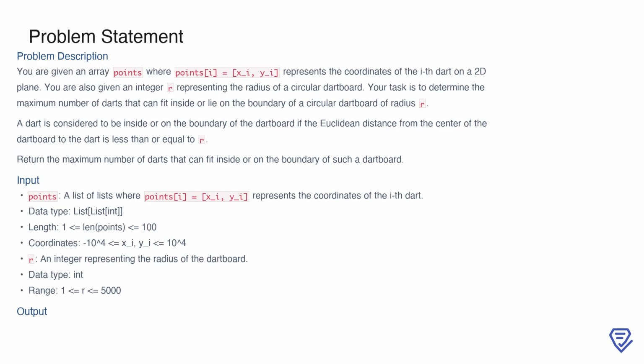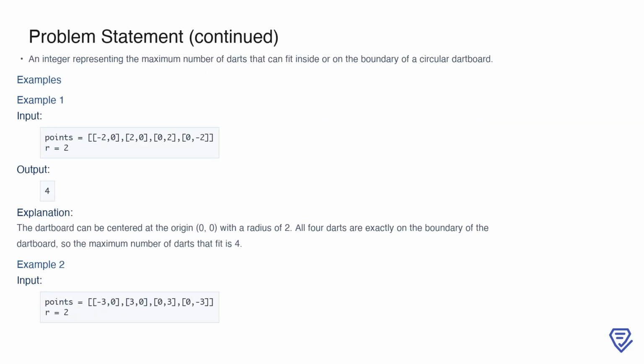The dartboard has a radius r, and its center can be any point on the plane. To decide if a dart is within the dartboard, we check if the Euclidean distance between the dart and the center of the dartboard is less than or equal to r. Our goal is to find the maximum number of darts that can satisfy this condition for any possible placement of the dartboard. The output of the problem is a single integer representing the maximum number of darts that can fit inside or on the boundary of the dartboard.